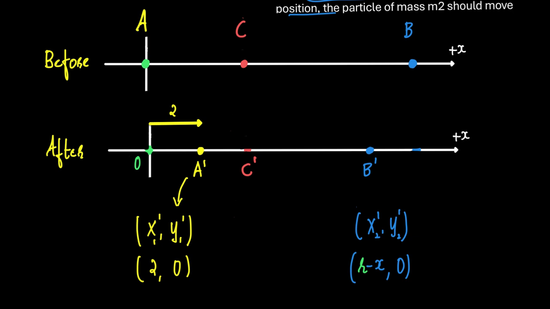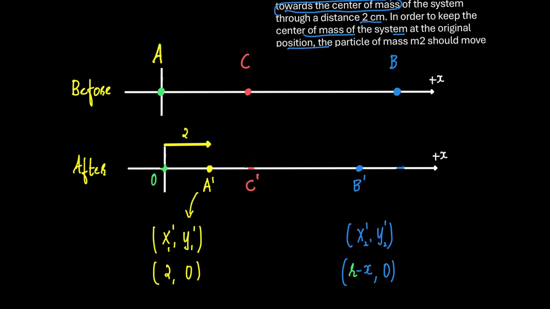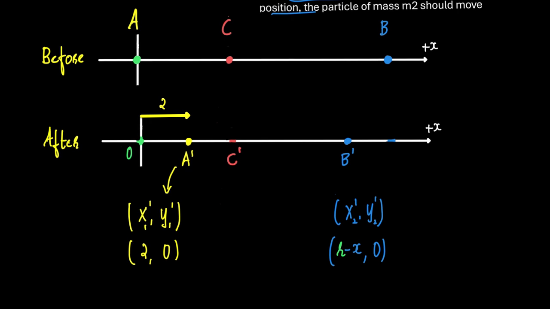So when we have the particle A with mass m1 moving towards the center of mass, it moves towards the center of mass C by a distance of 2 centimeter. It is given in the question that m2 will also move, right? m2 will also move. So we will have to consider the relative positions of A and B after this movement.